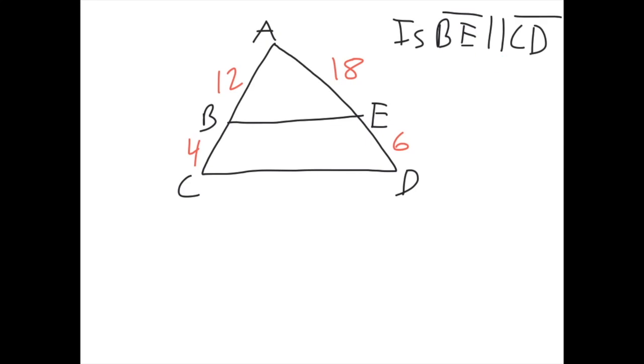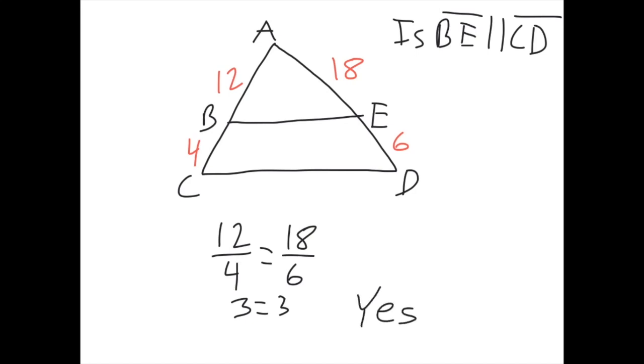If these are parallel, then these sides will be proportional. So we set it up 12 over 4 equals 18 over 6. And then reduce. If they reduce out, then we know that they're proportional. So that gives us 12 over 4 is 3, 18 over 6 is 3. So yes, they are proportional, and the lines are indeed parallel.